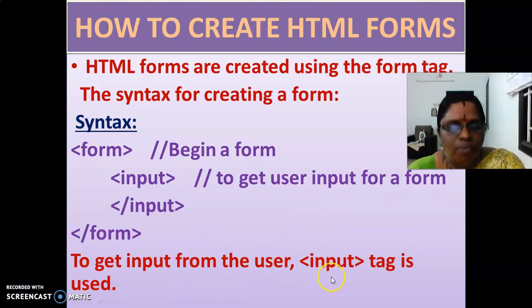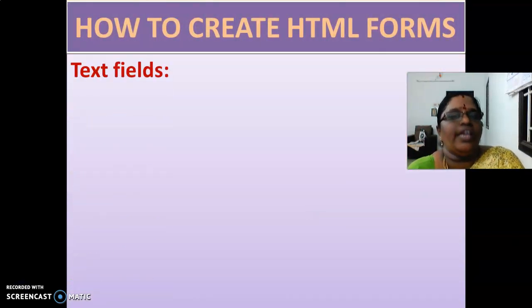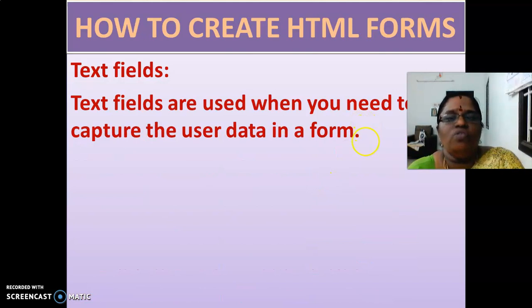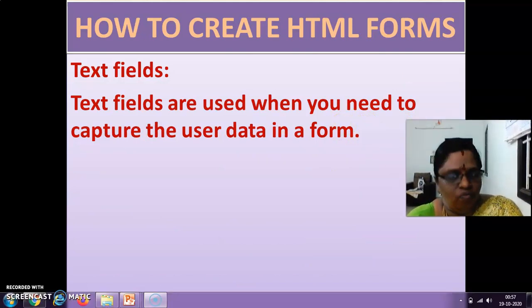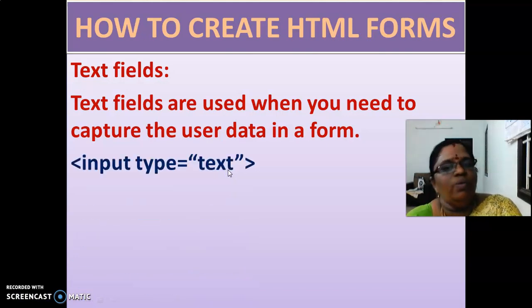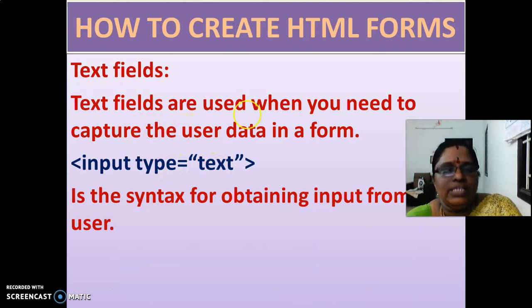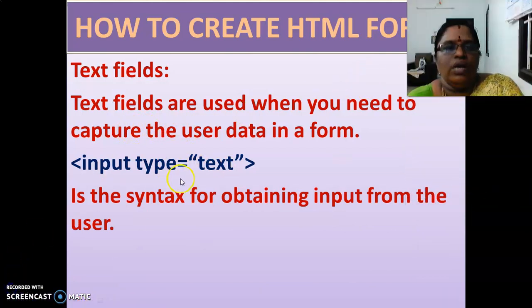So to get the input from the user, the input tag is used. Text fields are used when you need to capture the user data in a form. You will be using this text field, input type text. This is the syntax for obtaining input from the user: input type is equal to text.